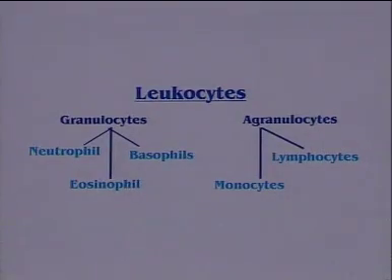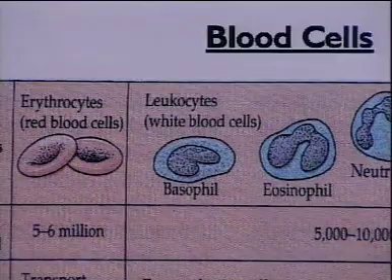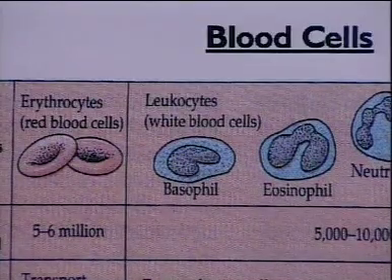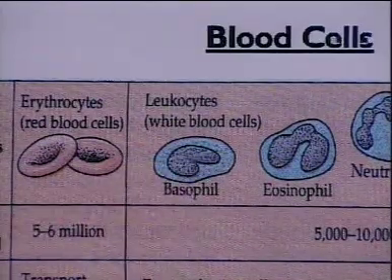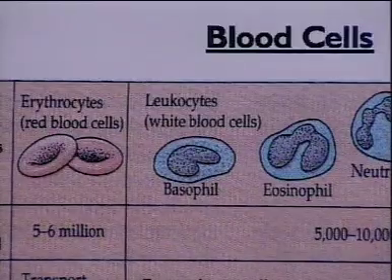Basophils are about 0.5% of the WBCs. They produce 2 important substances, which are histamine and heparin. Their granules stain blue with the basic dyes such as methylene blue.